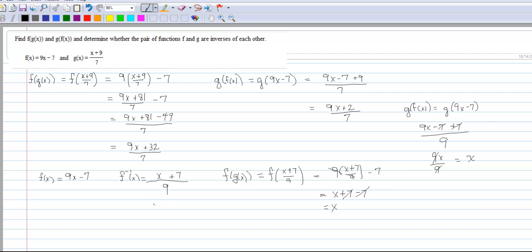And so the first two we were given are not inverses of each other, but the one I created right here, those two are inverses of each other.